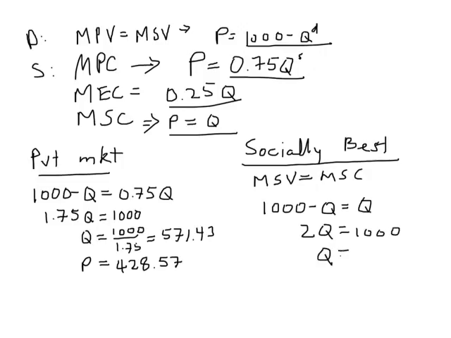Q equals 500. So the market, as we know, in the presence of a negative externality, oversupplies marching band performances to the tune of 71.43 marching band performances a year. So, pretty basic stuff, I hope, at this point in the semester for all of you. Let's move on to the graphical analysis.